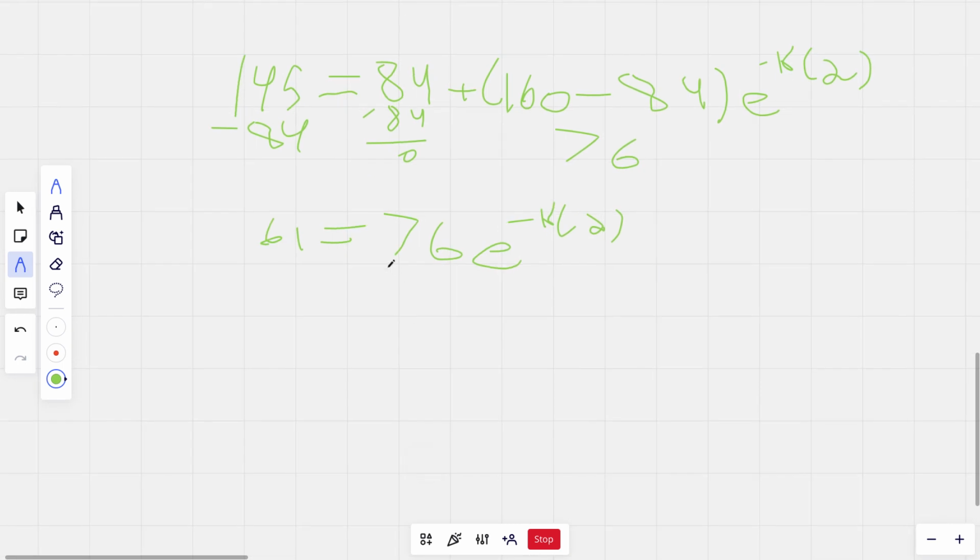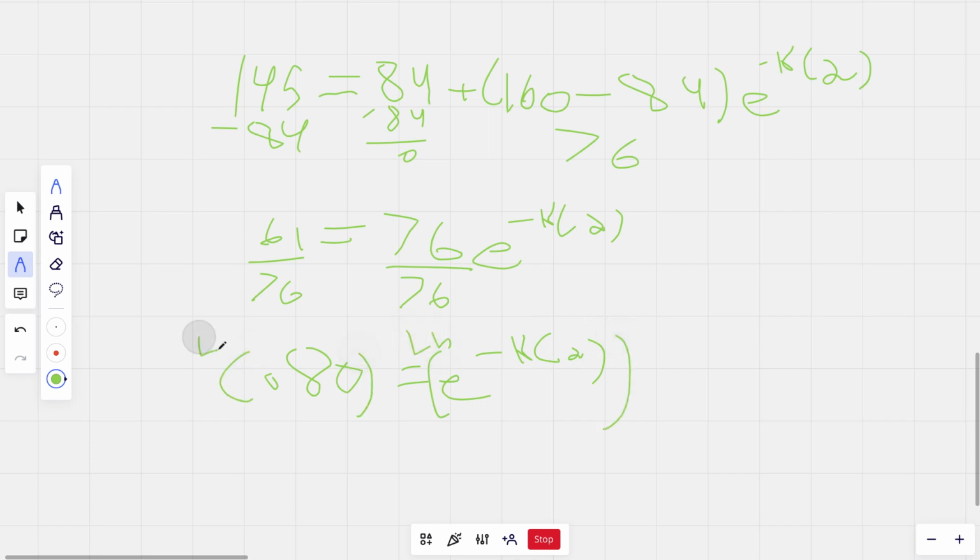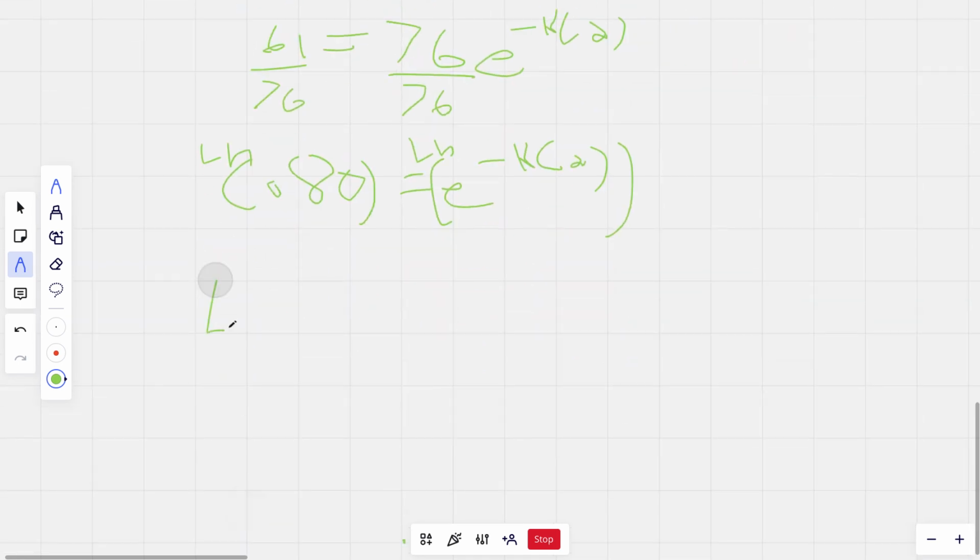Now from here it's even more. You divide by 76 because 76 is technically multiplying with the e term, so you have to do the opposite, which makes you divide. 61 divided by 76 is 0.80, which leaves e^(-2k). Now to get rid of e, you have to use the natural log, and you log both sides, which leaves you with ln of 0.80 equals, because this crosses out, -2k.